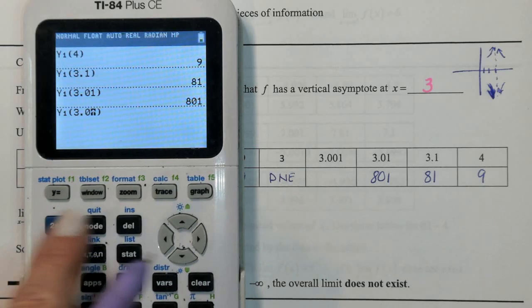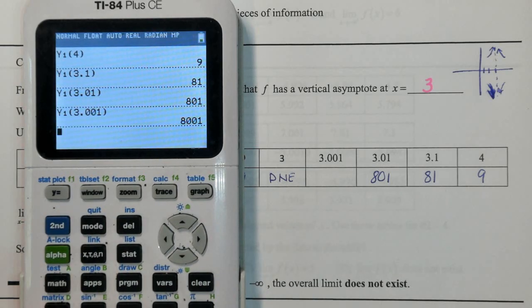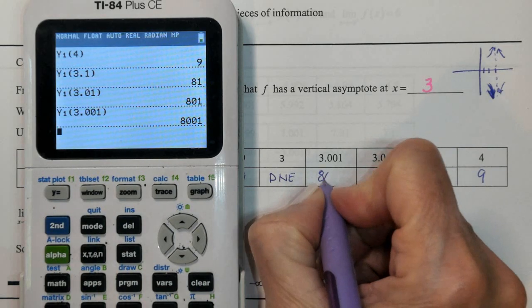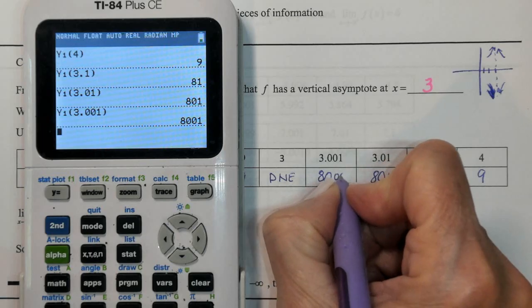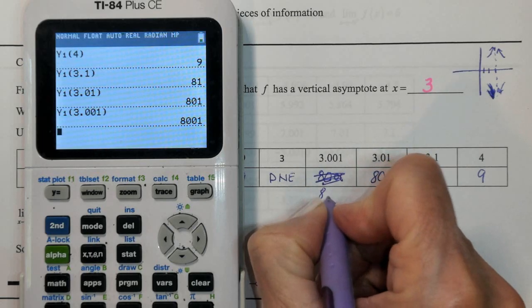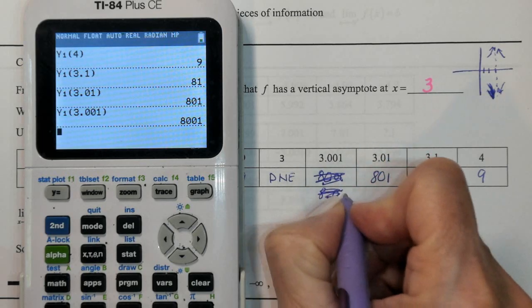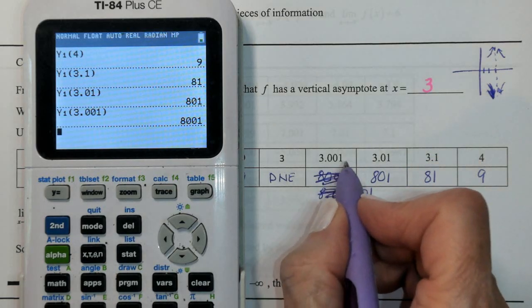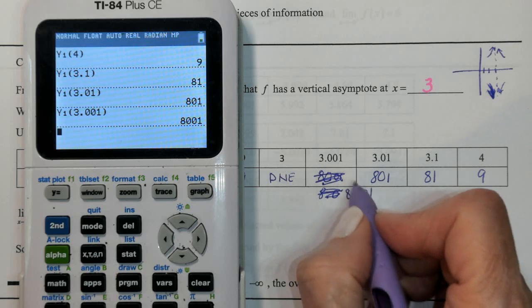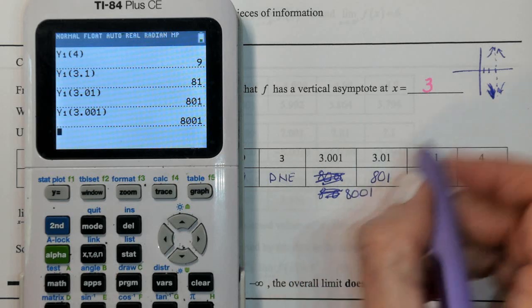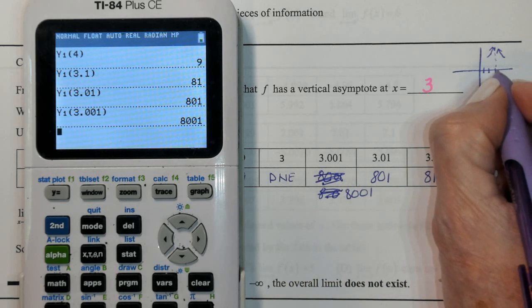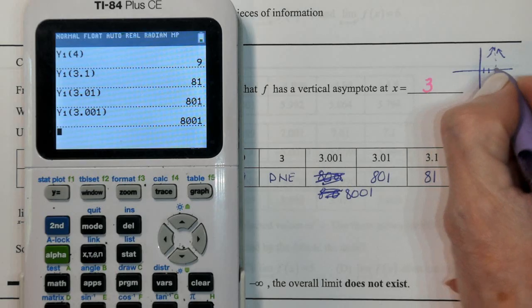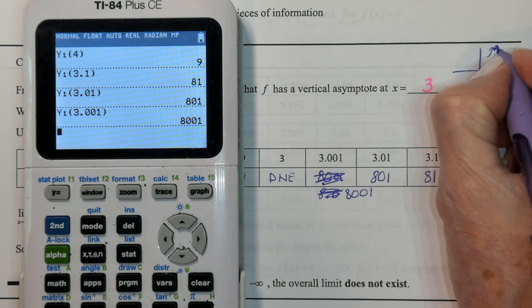I'm going to insert another 0. At 3.001, we are at 8001. So what's happening as x approaches 3 from that side? Well, it's going to positive infinity, right?